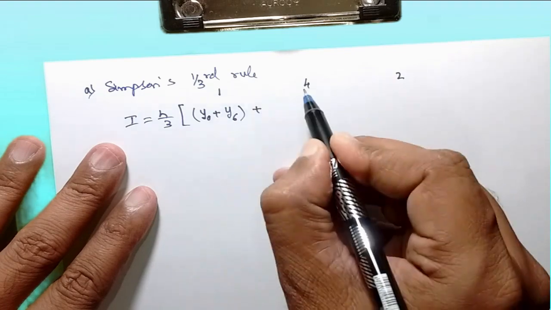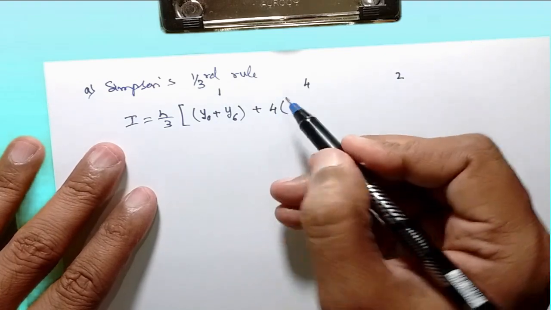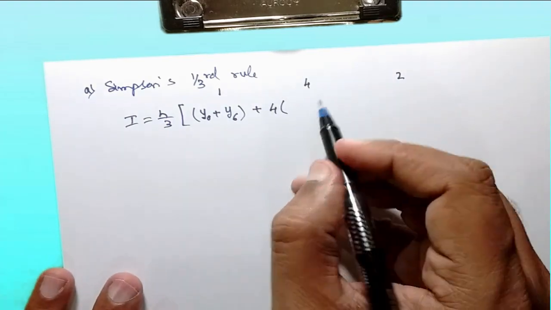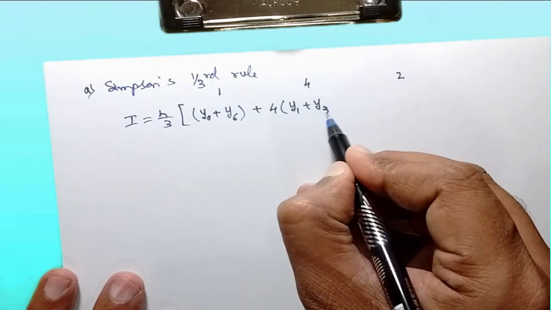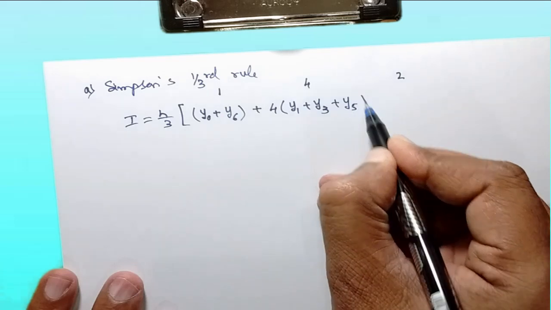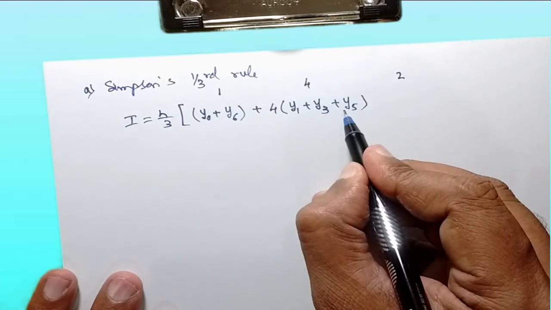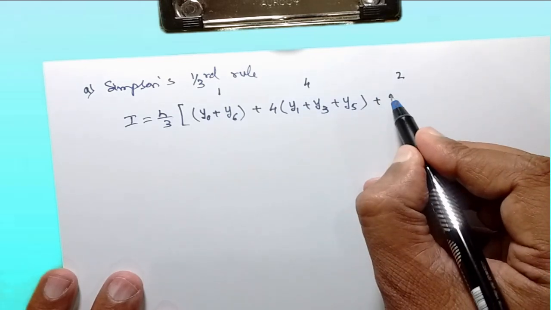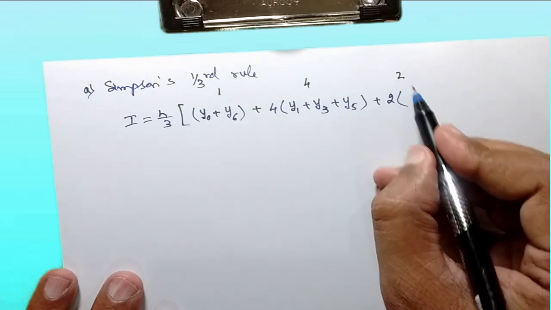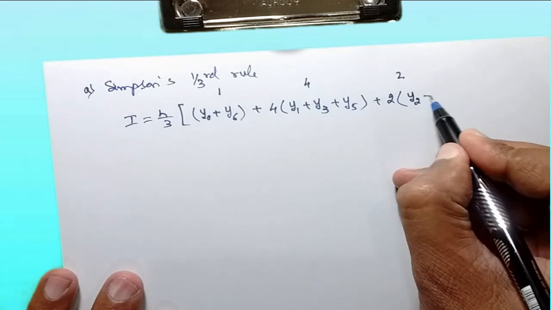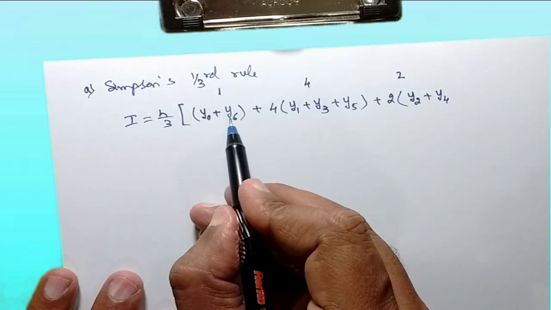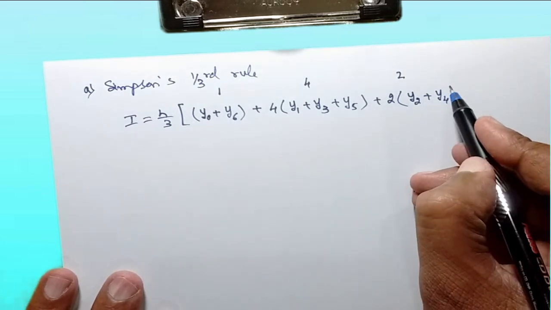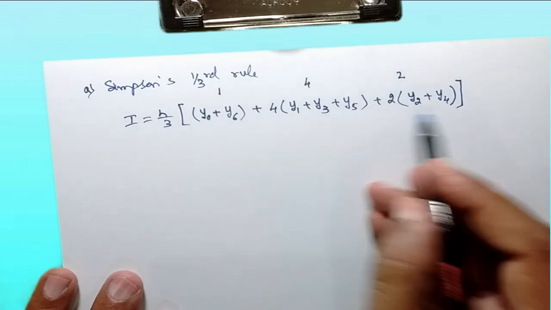y6. Then you have to write 4 times the odd subscript values, so y1 plus y3 plus y5, odd subscript values, plus 2 times the even subscript values, y2 plus y4. y6 I have already written, you cannot repeat the same value, so up to y4 you have to write. So this is the formula.